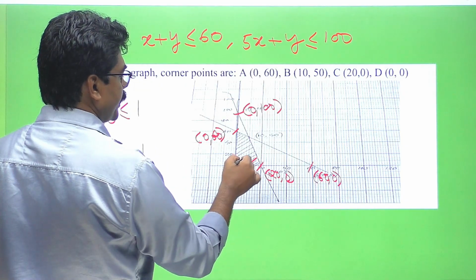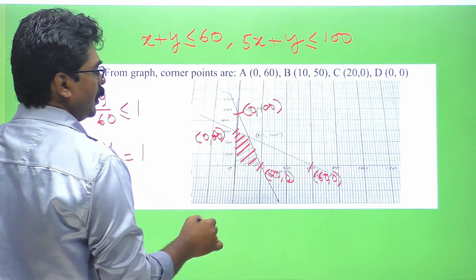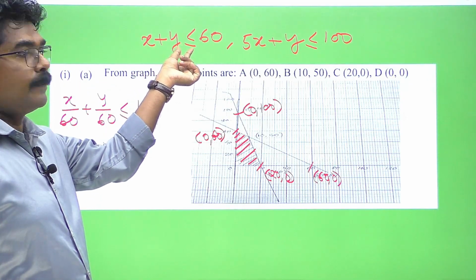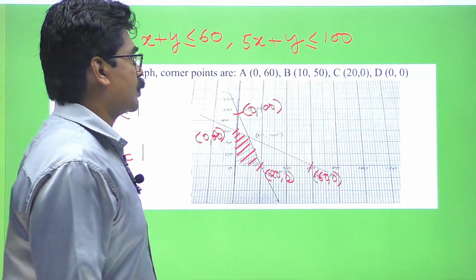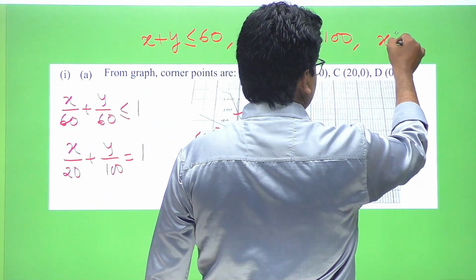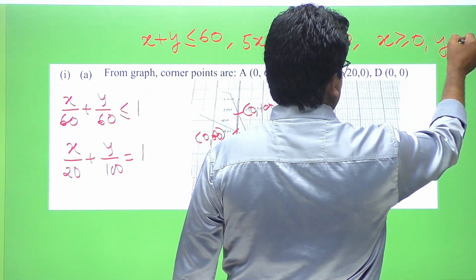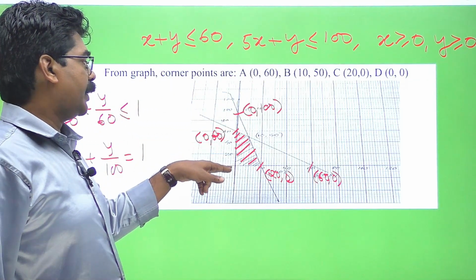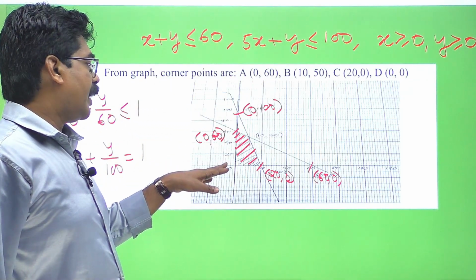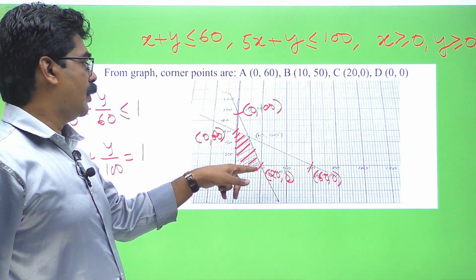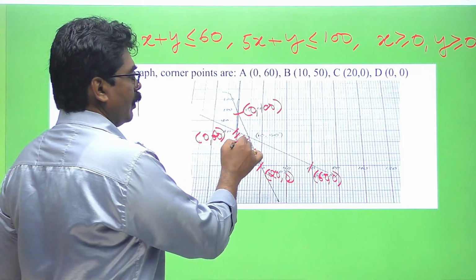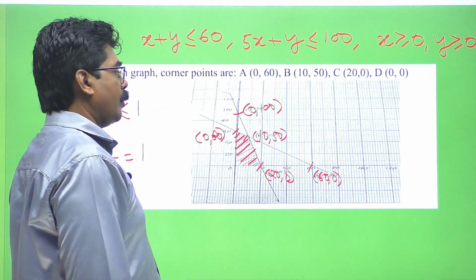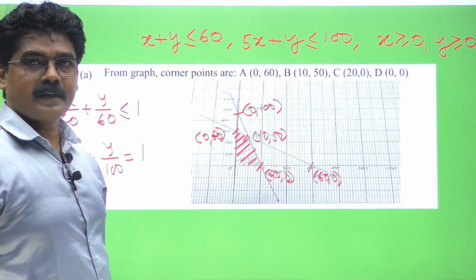Here the feasible region is given. This portion represents the region towards the origin. It also represents the region towards the origin, as well as two more conditions, x ≥ 0 and y ≥ 0. It means the feasible region is here. If you check the corner points, this is the origin, (20, 0). After solving these two lines, these coordinates are (10, 50) and here it is (0, 60). Okay.